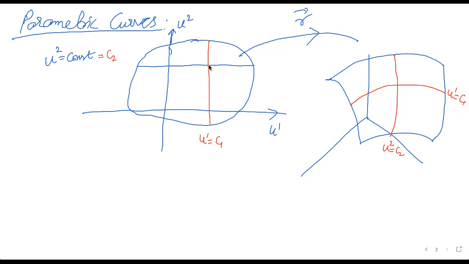And here, if there is a point c1 c2, then this point will map here because you have a continuous one-one mapping. So this is the curve. When we keep u2 is equal to constant and map it on the surface, here on the surface a curve is coming. This curve is called a parametric curve.